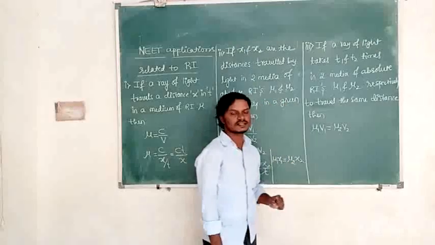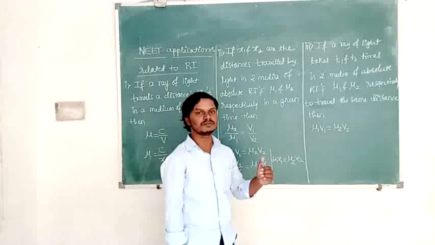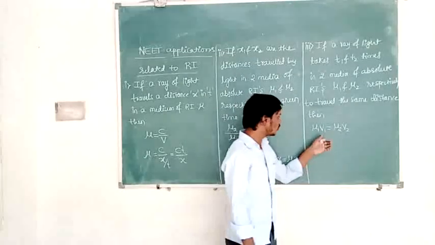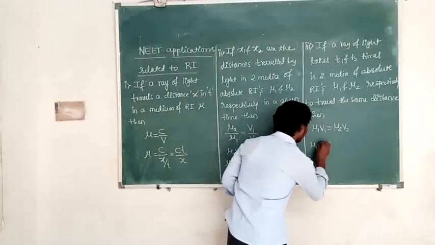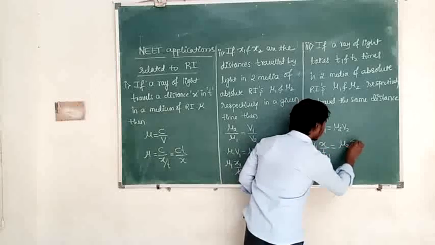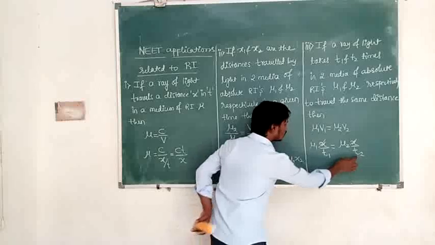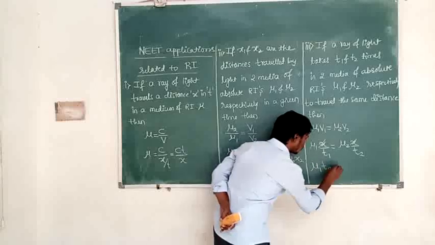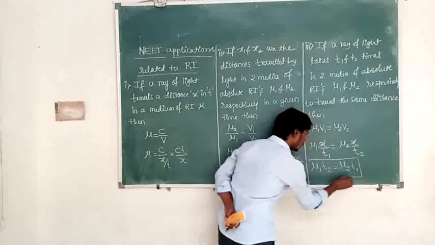So v1 can be written as distance travelled divided by time taken. The time taken in the first medium is t1, and in the second medium is t2. But the distances travelled in both media are the same. That is mu1 x by t1 is equal to mu2 x by t2. So x gets cancelled here. I will take t2 to the left hand side and t1 to the right hand side. It is mu1 into t2 is equal to mu2 into t1. So it is the relation between refractive indices and time.